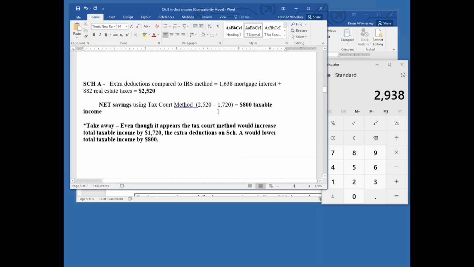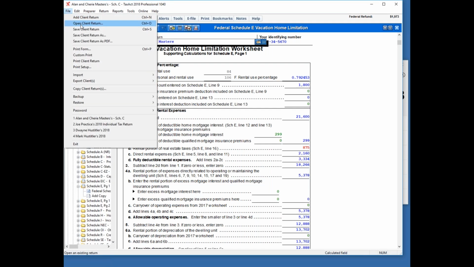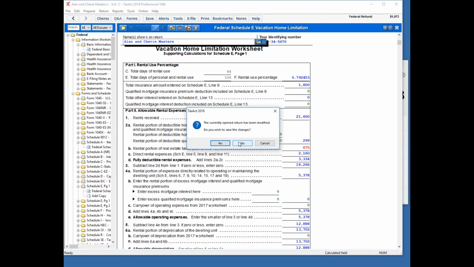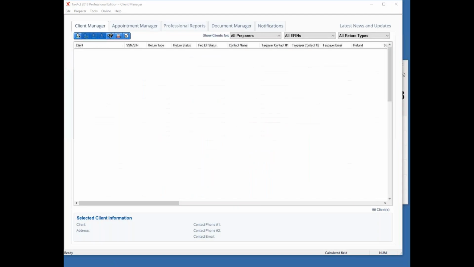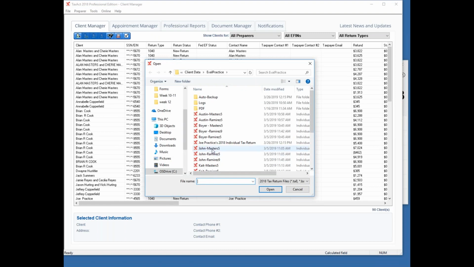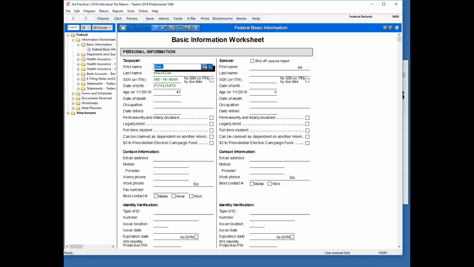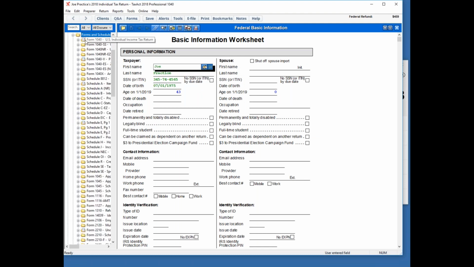All right, with that, before we look at our final two, I want to look at the tax return. So I'm going to pull up a practice return, and I call it Joe Practice. And I have some beginning numbers in here. So we're going to look at the 1040.